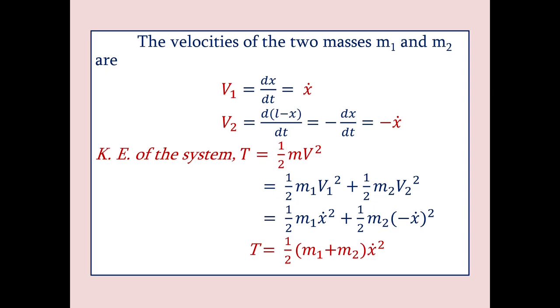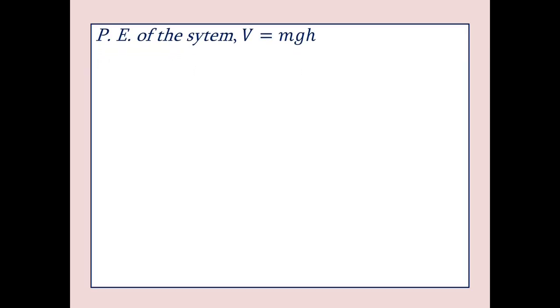We have x dot square in both the terms. Let us take it outside. So we will get the kinetic energy T as half (m1 plus m2) into x dot square. Next, let us calculate what is the potential energy of the system.